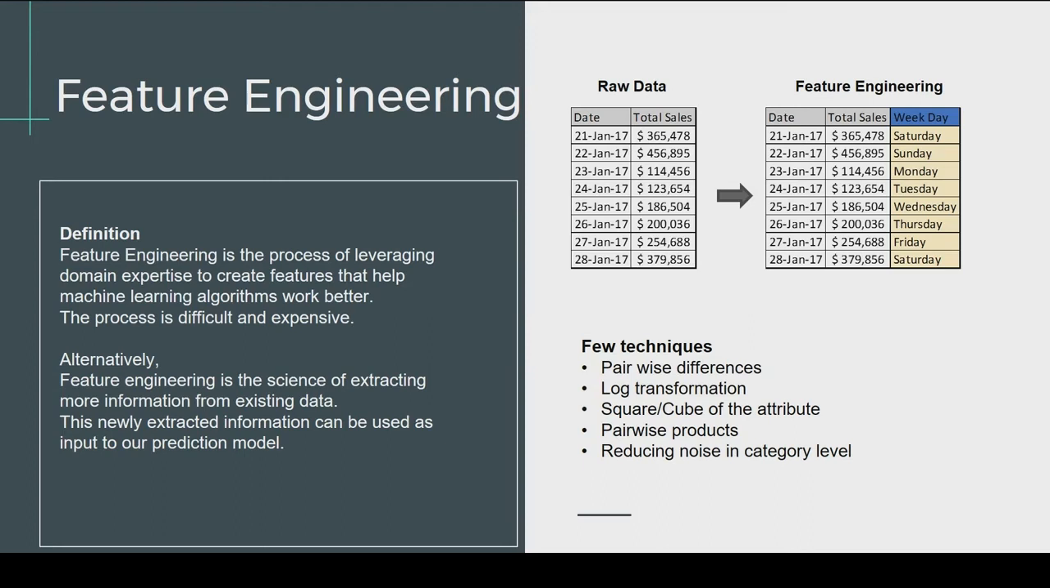So for example, let me showcase one example here. We'll definitely talk about a couple more examples. Let's say the raw data looks like you have date and then you have total sales. So just the date won't deliver anything meaningful to an algorithm. But what if I extract the weekday from this date? So let's say the weekday is Saturday, Sunday, Monday.